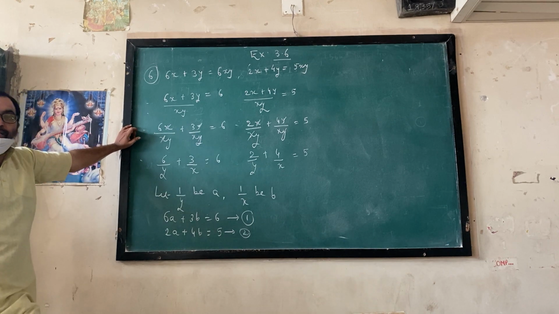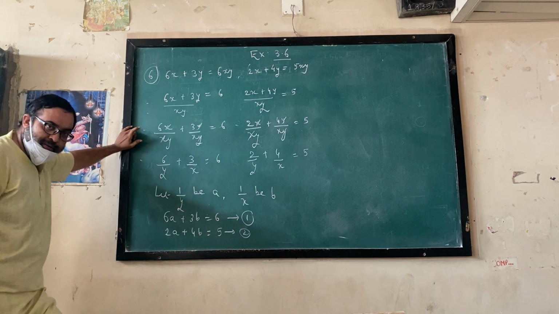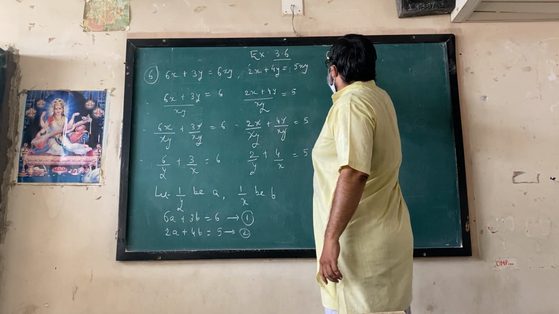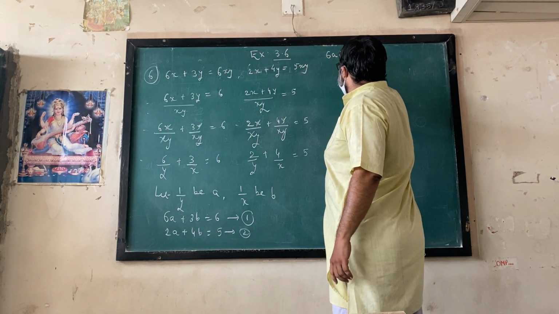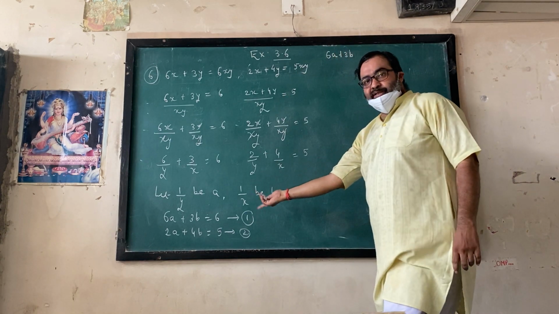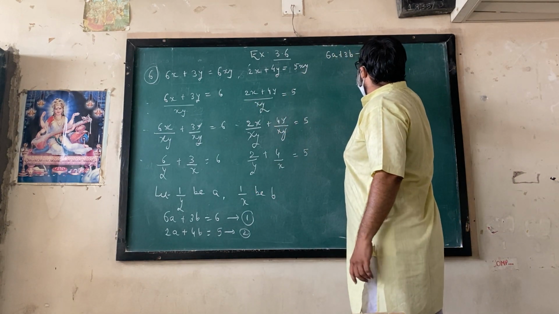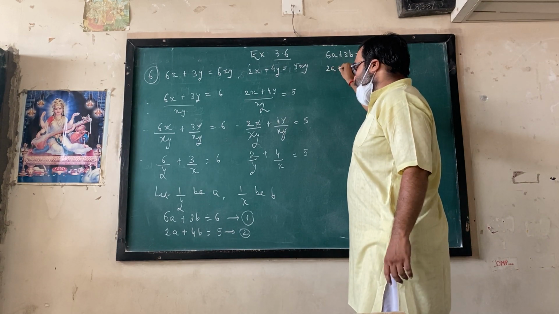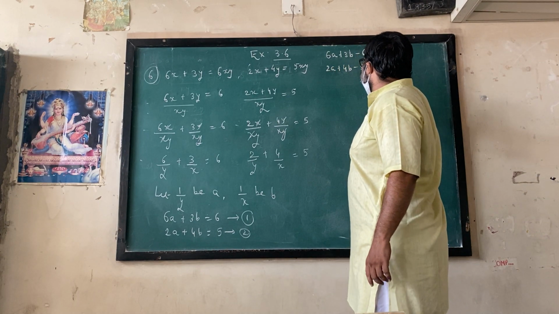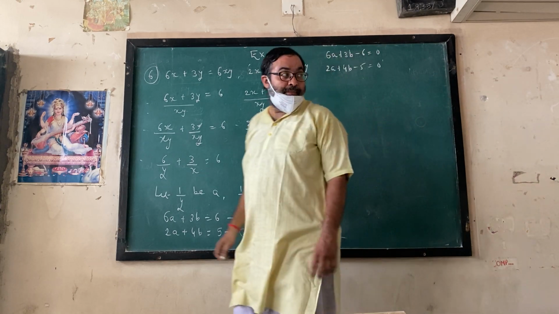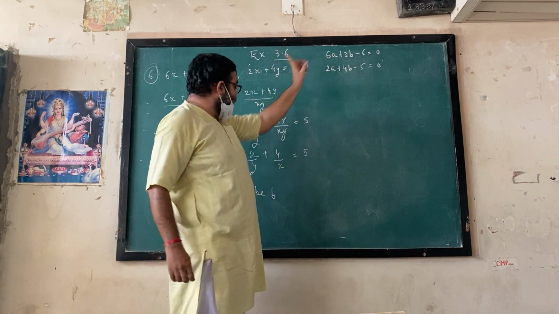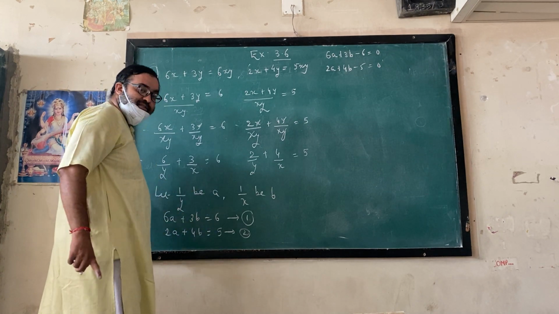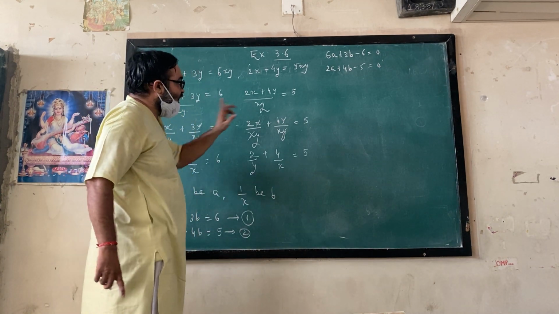Now we try to solve these equations by the cross multiplication method. Okay. So in the cross multiplication method, very first, 6a plus 3b, this 6 we will bring on the other side, that is minus 6 equals 0. Then 2a plus 4b minus 5 is equal to 0. We'll write here the constant terms on the LHS. Minus 6 this side, minus 5 on this side.